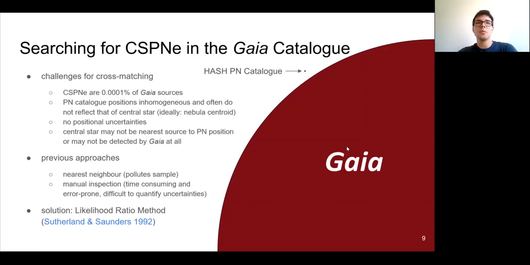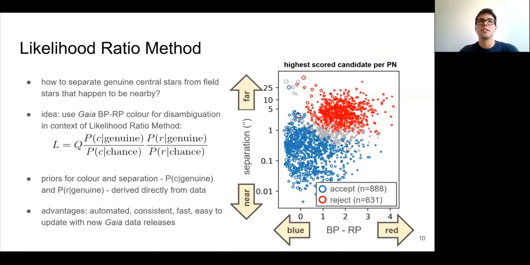The solution we adopted for this in our first paper is to use the likelihood ratio method. This is something that's been traditionally used in the context of catalog matching, usually of sources from catalogs at different wavelengths. The question it answers is, how do you separate a genuine PN central star from some field star that happens to be nearby?